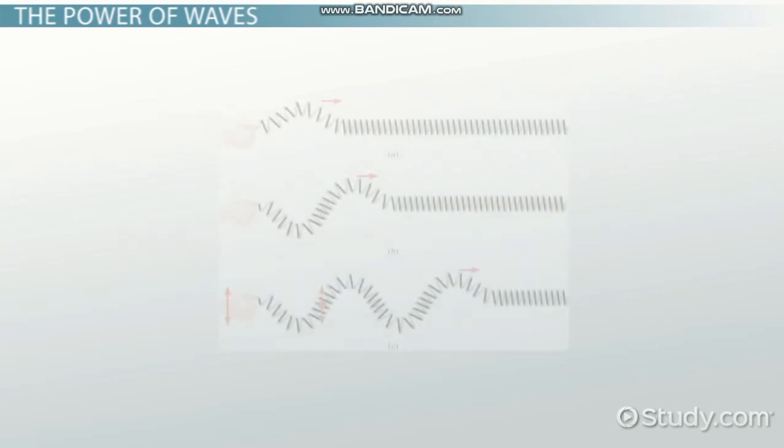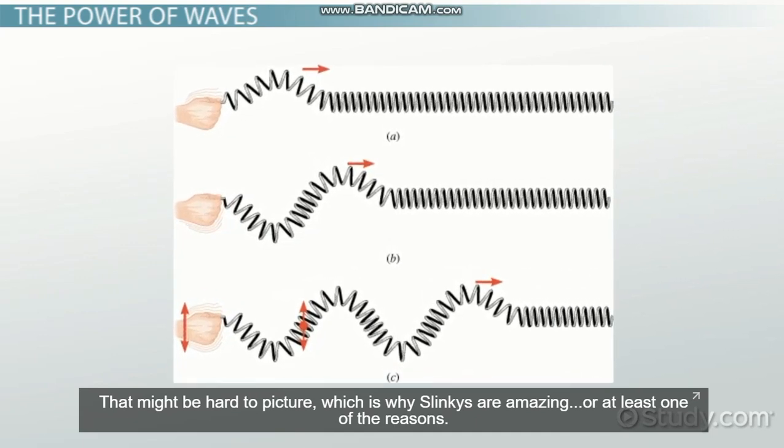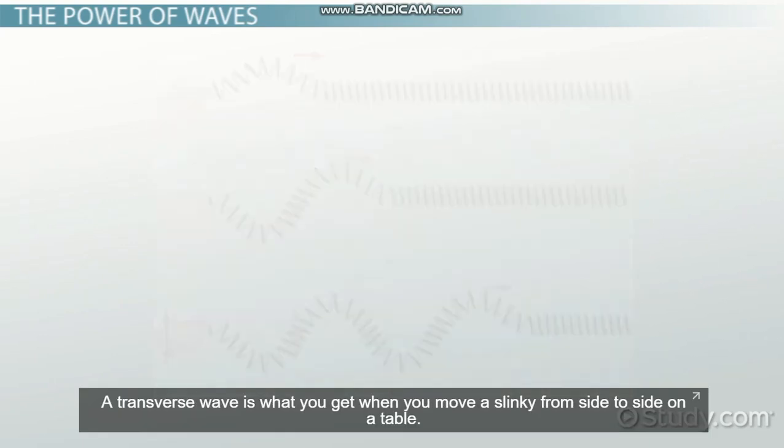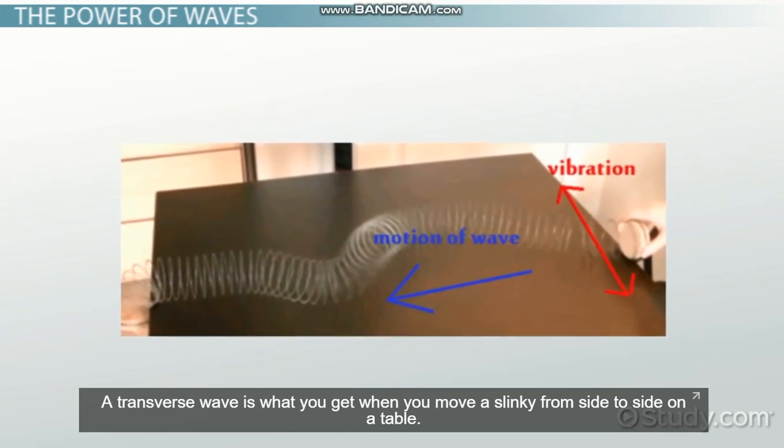Transverse waves are waves where the vibration is at 90 degrees to the direction the wave is moving. That might be hard to picture, which is why slinkies are amazing, or at least one of the reasons. A transverse wave is what you get when you move a slinky from side to side on a table.